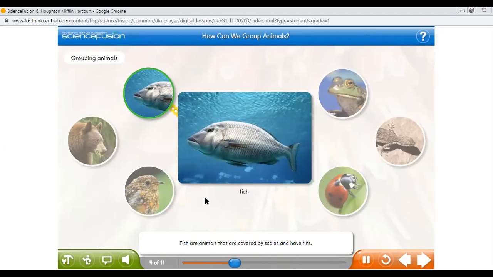Fish are animals that are covered by scales and have fins. Fish live in fresh water or in salt water. So the fishes, they live in water, they have scale body, they breathe with gills, and also they have fins so that they can swim. So they live in water. So now let's see the next one.